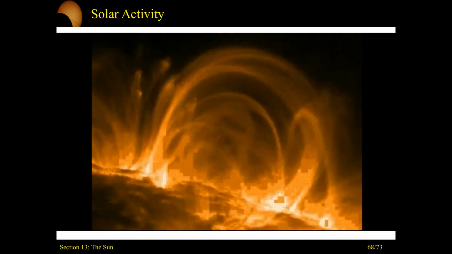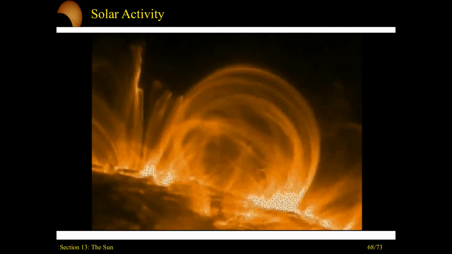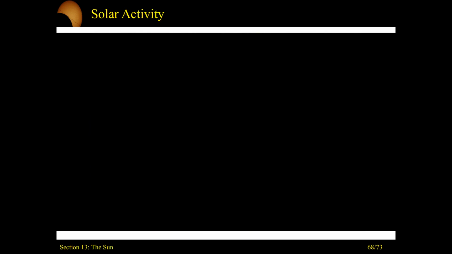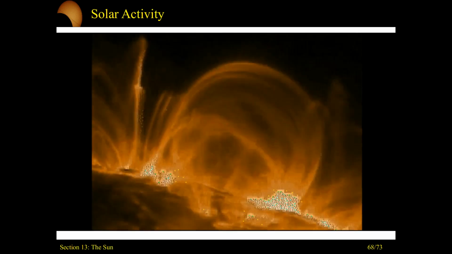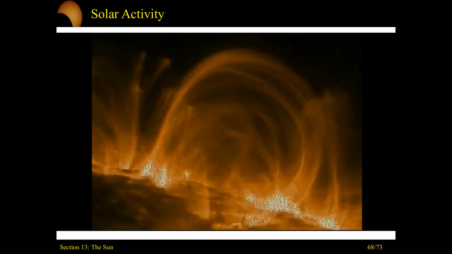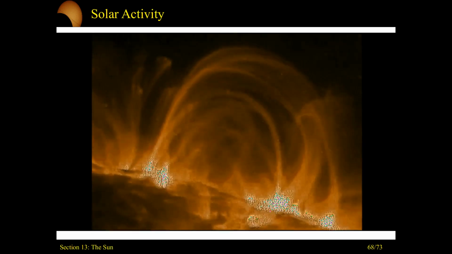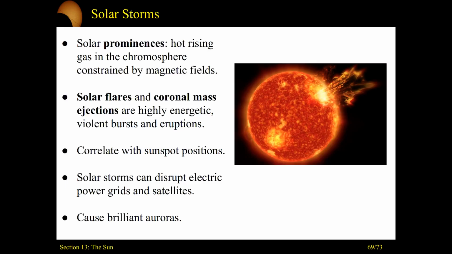Finally, here's some footage of this solar activity in action, seeing how the plasma is arcing around, pinching back down into the sun. This is what we mean by solar activity, and this is what's going to lead us to our discussion about the solar storms on the sun. During this uptick in activity, you can have examples of material in the sun being flung out. These are what we call solar prominences, just hot rising gas in the chromosphere. It's trying to be constrained by the magnetic fields.